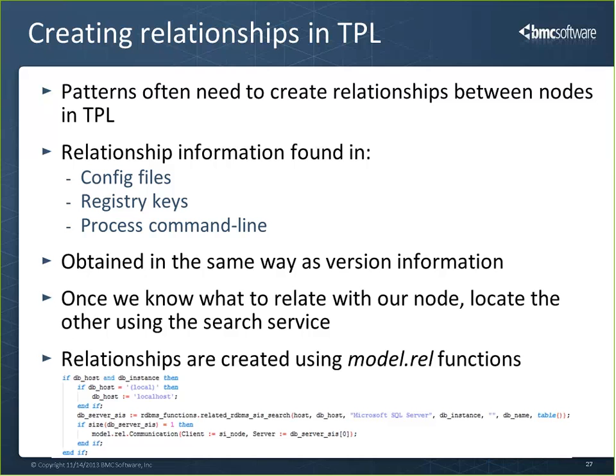We then pass this information to a helper function that ships with every TKU called related RDBMS SI search, together with the SI type we are searching for and the database server type we are searching for. And this function will perform a search in the data store and hopefully return to us the software instance that we can relate to our SI node. If the function has returned this to us, we can then call model.rel communication, if we're creating a communication relationship, to relate our SI node with the database server SI node.